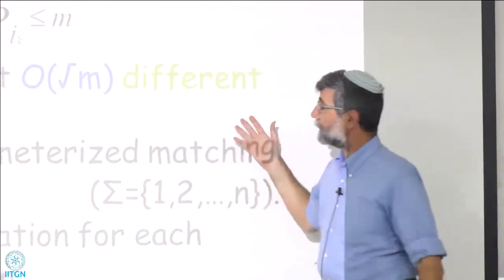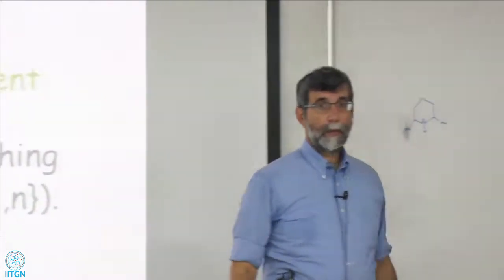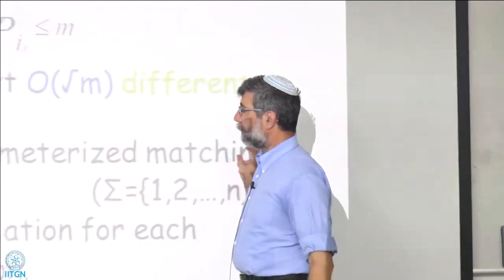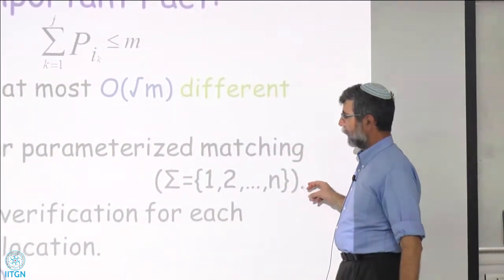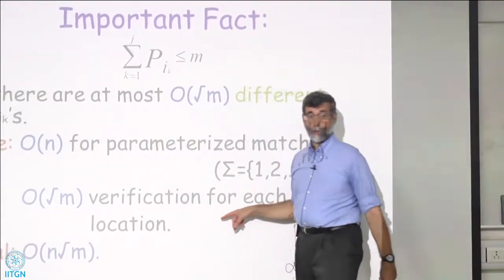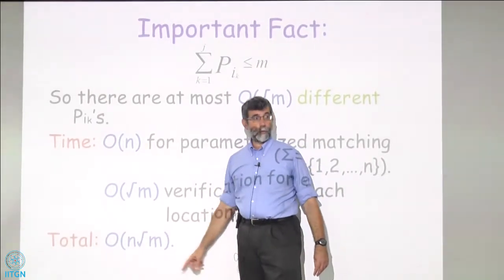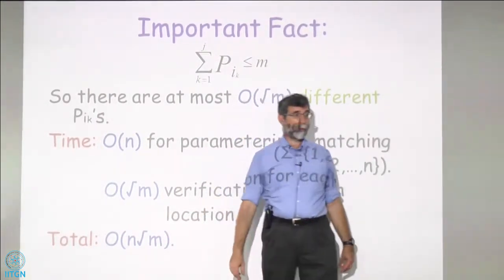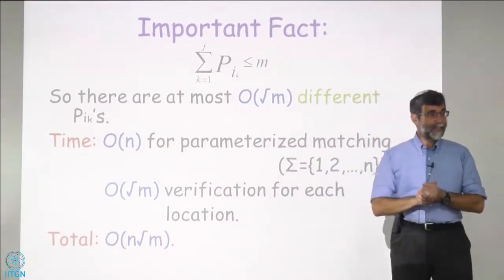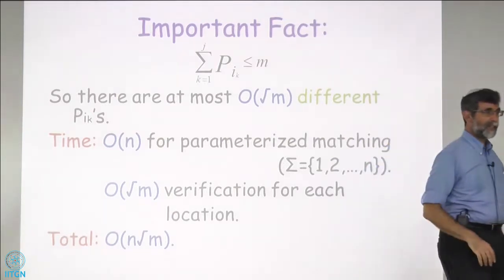But if that's the case, there are only O of square root of M different such runs, different such PIs. So we have O of N time for the parameterized matching, and O of square root of M verification time for each location. So already the total time went down from O of nm to O of n square root of m. Aha! Now we're rubbing our hands in glee and asking, what else can we do?